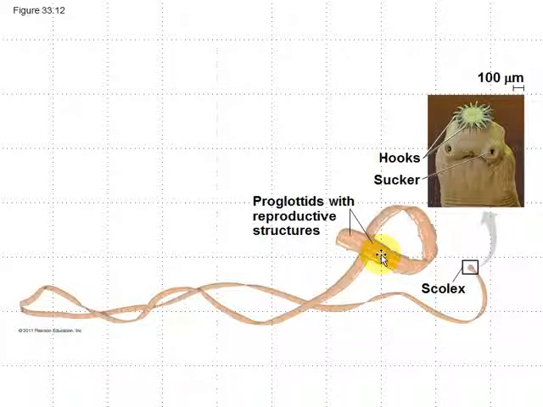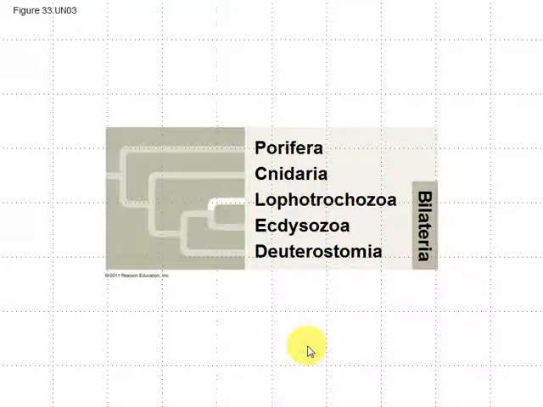And at this portion you have, I guess, what you would call the head. It's called the scolex, but it has hooks and suckers that allow it to attach to your intestines and live inside of your body. So that would be some of your basic flatworms, some of the basic planarians, tapeworms.